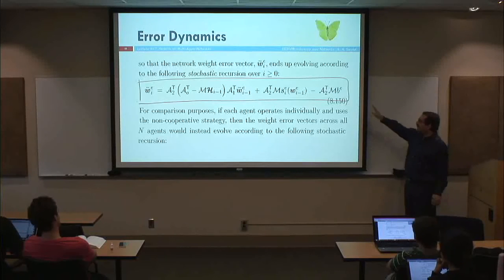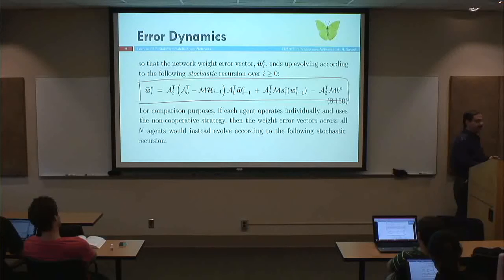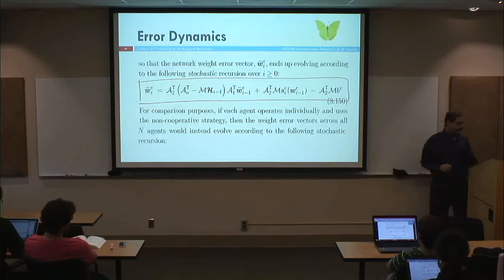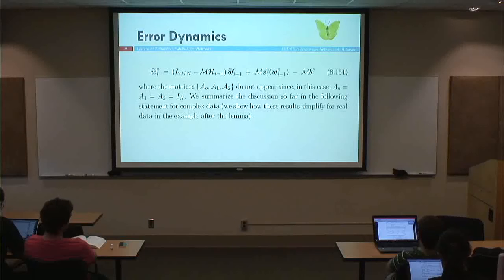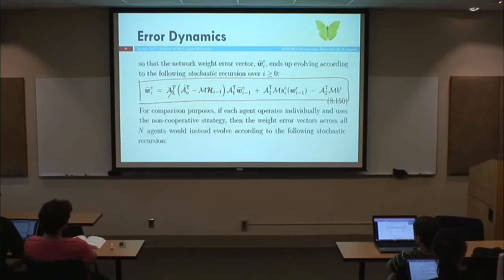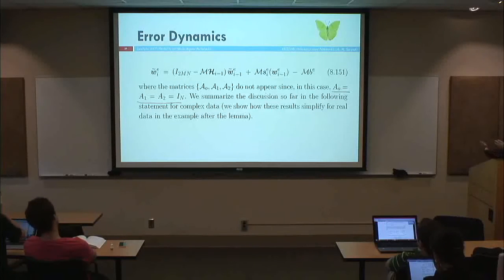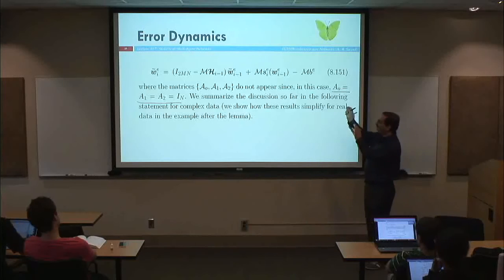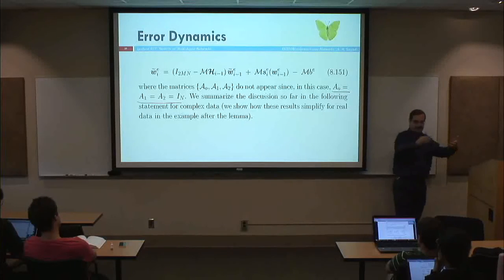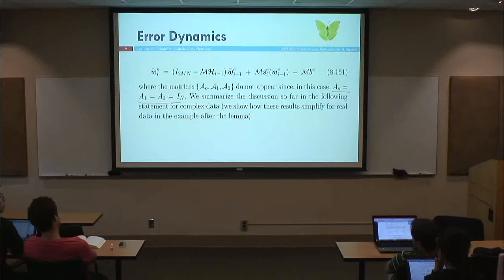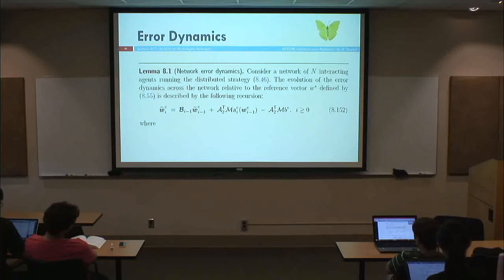Fine. So from now on, I'm going to work with this. You understand what the different terms here mean? Of course, in the special case when all the A's are 1, this is the non-cooperative case. These A's will disappear essentially. That's all that will happen. That's what you have there. So this is the evolution of the network if the agents were working independently of each other. You get it as a special case. So this is a lemma summarizing the result. This is how the network error vector evolves over time in the general case.